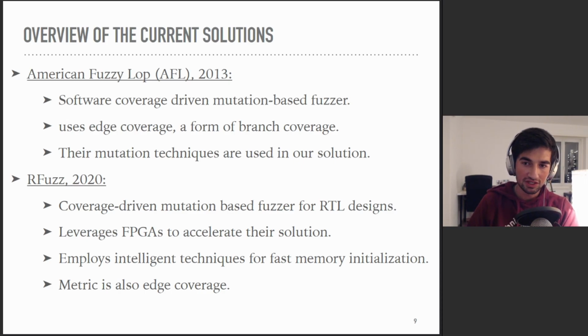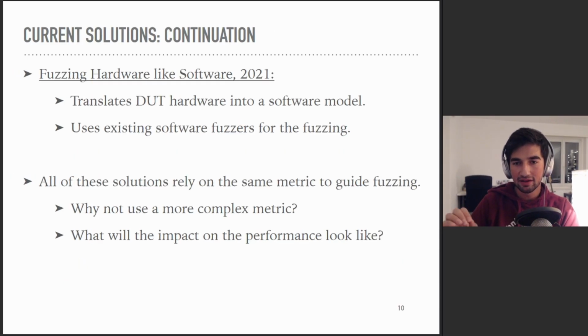This solution leverages FPGAs to accelerate their fuzzer. They also employ techniques for fast and deterministic memory initialization. RFuzz also relies on edge coverage, which is a sort of derivative of branch coverage, as their driving metric. Finally, a completely different approach is used by fuzzing hardware like software. Here, they employ methods which translate a DUT into a software model, which is then used with standard software fuzzers.